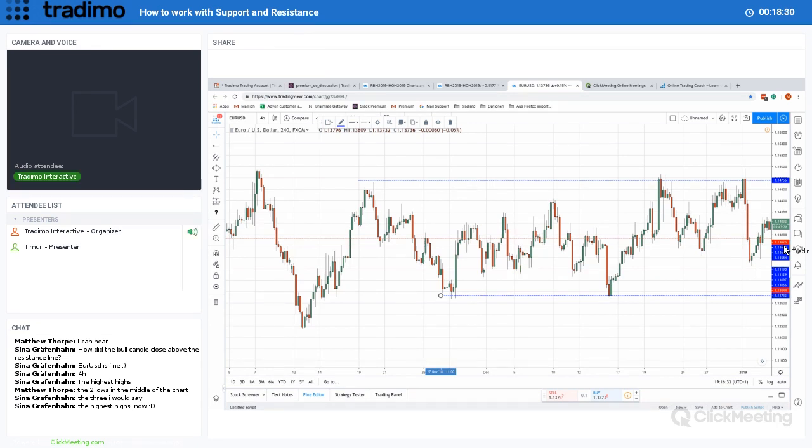Okay, Zina's typing. Do you want to make another example? Then just let me know which asset you want and which time frame, and then of course we can do another example together.